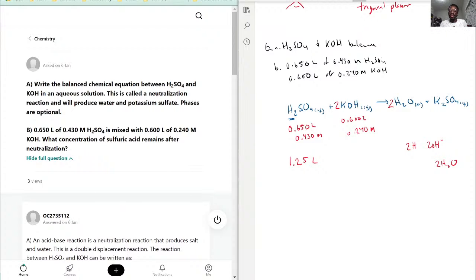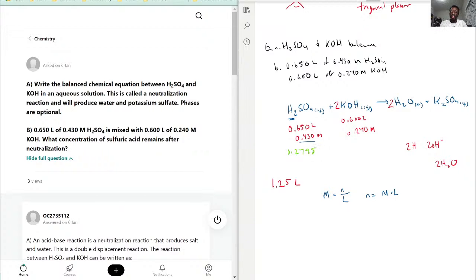So, if you remember our formula, molarity is equal to moles over liters. So if you want to find the moles, it would be moles is equal to molarity times the liters, okay? So we have now 0.430, because that's going to be this one right here, times the 0.650. That's going to give us our moles, okay? So with that being said, our moles of H2SO4 was 0.2795.